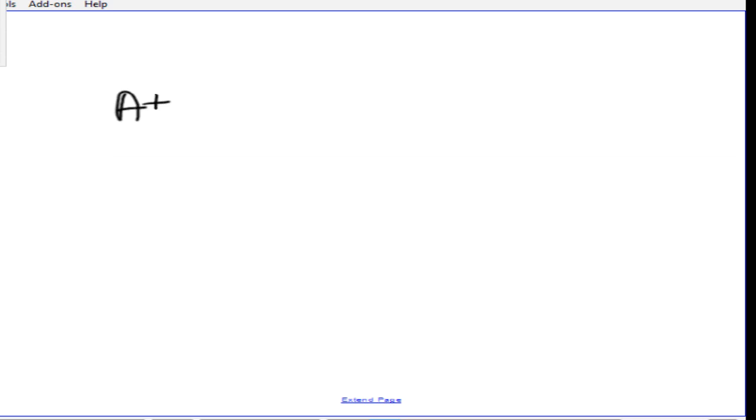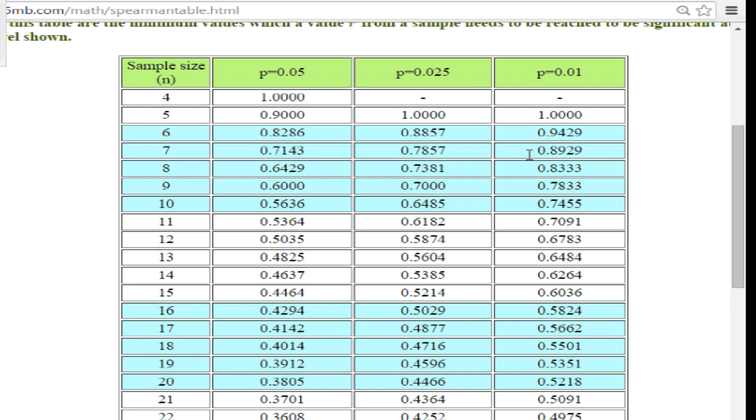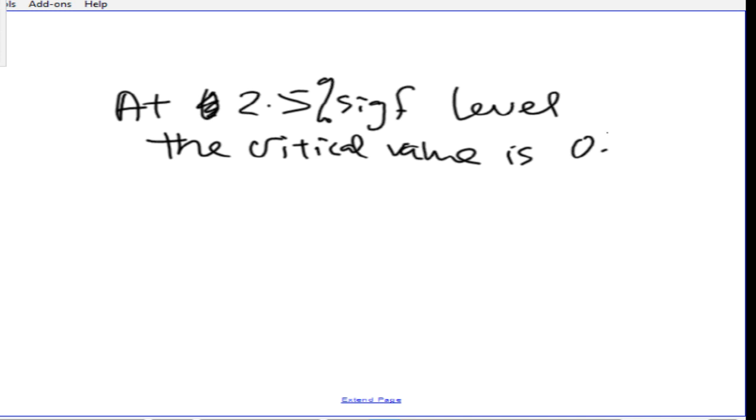Well, how about at 2.5%? At the 2.5% significance level, the critical value is going to be different. The critical value in this case is going to be 0.7857, which is exactly the same as the one we have.